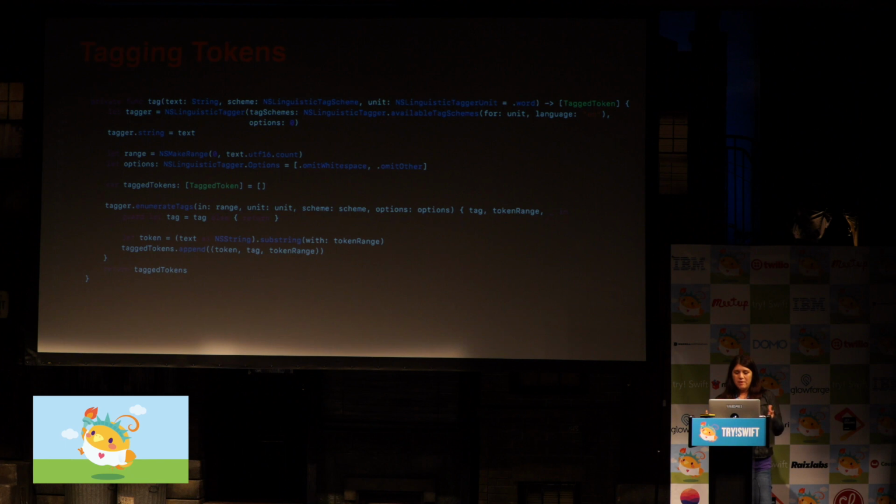And then we have the meat and potatoes of this class. Basically, we enumerate through each token, so in this case, each word. And we pass in our range, unit, scheme, and options, and then this closure is called, which takes the arguments for tag and token range, and there's a third, not particularly relevant, which is a stop, which would essentially stop enumerating, but I'm just leaving it out there. For my needs for this particular app, I'm just collecting all the tag tokens in an array, which I use later.